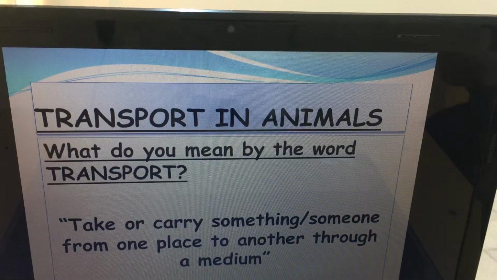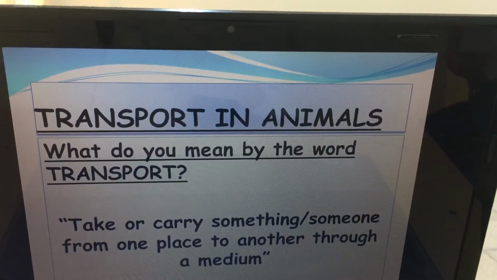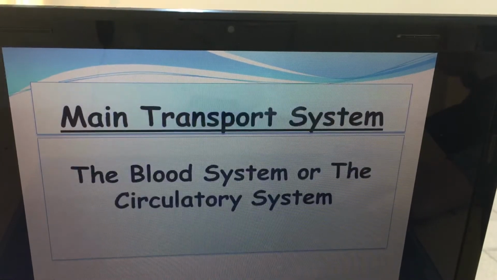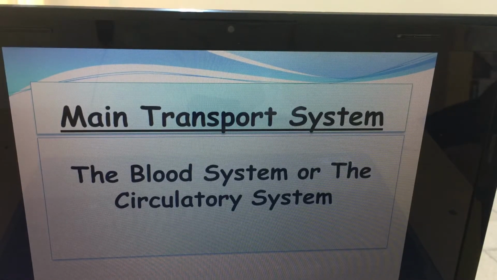Okay, so what kind of medium is that? What kind of transport is that? We've discussed in plants also how the water and manufactured food, ions, minerals are transported from one part to another. Similarly, we, the humans and other animals, also have a transport system that helps to move our nutrients from one part of our body to another. So in mammals, the main transport system is the blood system or the circulatory system, meaning it circulates our nutrients.